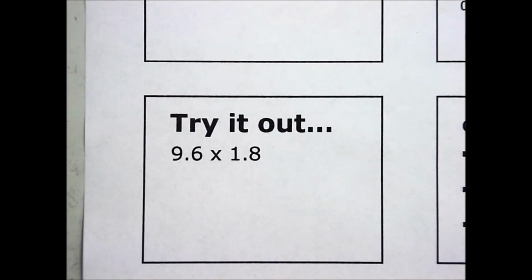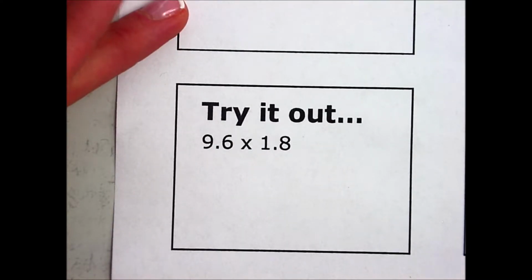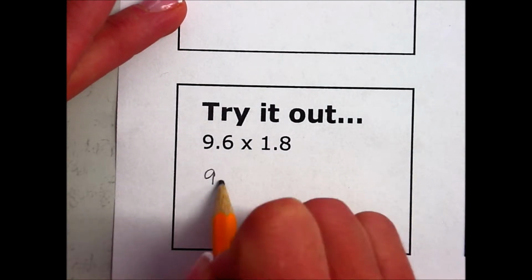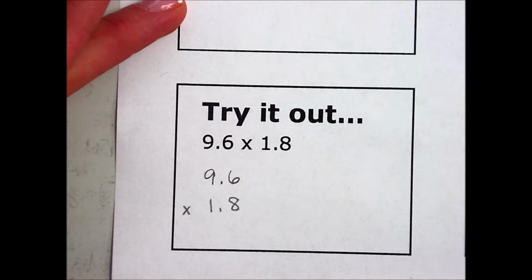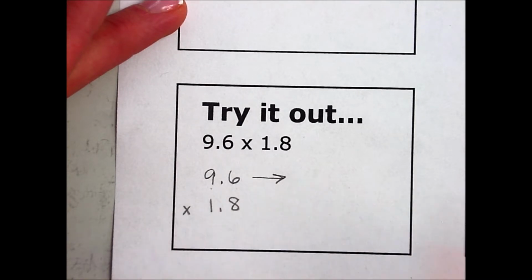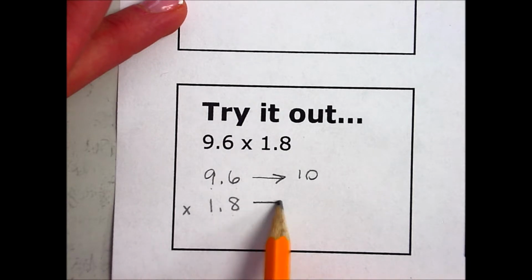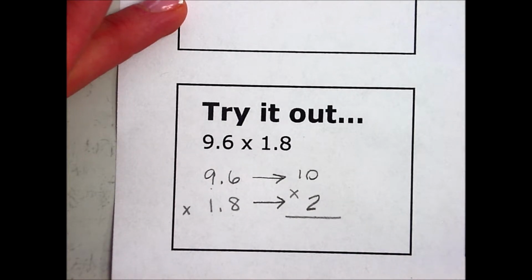So now let's try it out. We have 9 and 6 tenths times 1 and 8 tenths. We want to round to the nearest whole number. This 6 is greater than 5, so it will round our whole number up. So it will round to a 10. The 8 is also greater than 5, so again we will round up to the nearest whole number, which will be 2. Now we can compute. 10 times 2 gives us an estimate of 20.